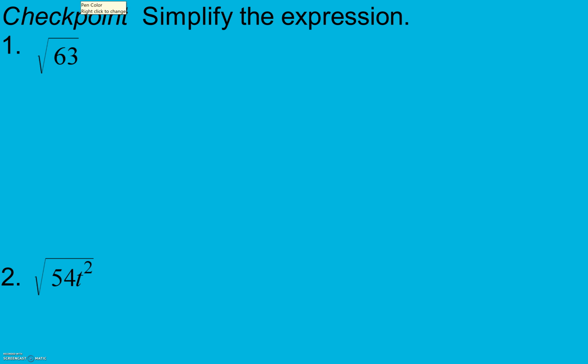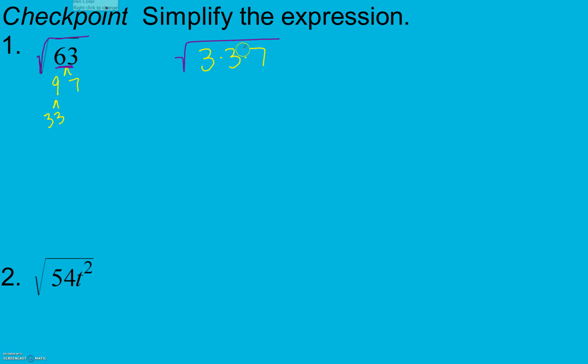Here we're going to simplify the expression. 63 is 9 times 7, and 9 is 3 times 3. 3 and 7 are prime, so there's nothing else I can do to reduce that. 3 times 3 times 7. I'm going to rewrite my value here, 63, in terms of its prime factors. Keep in mind, though, we're still taking the square root of 63, so I'm going to take the square root of 3 times 3 times 7.